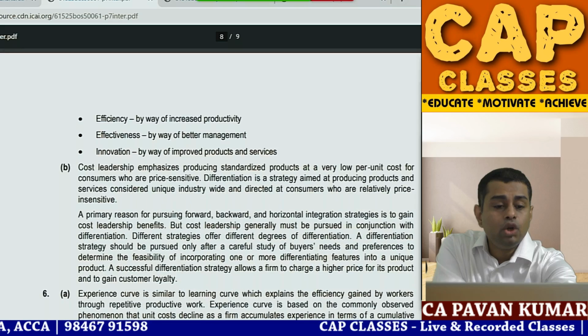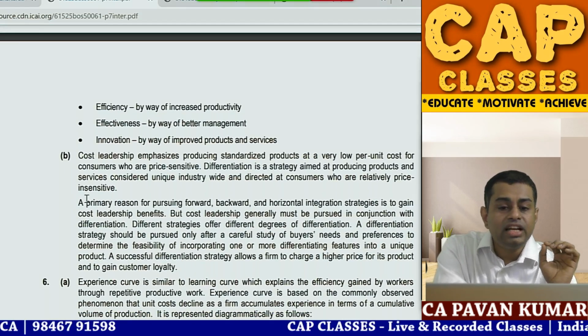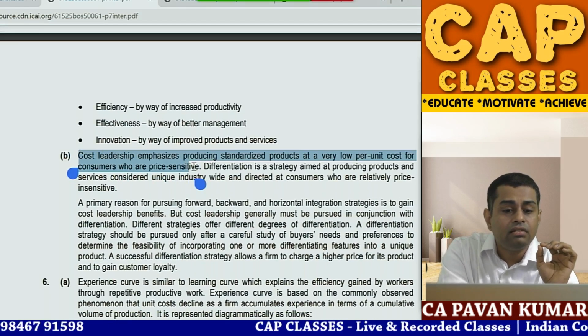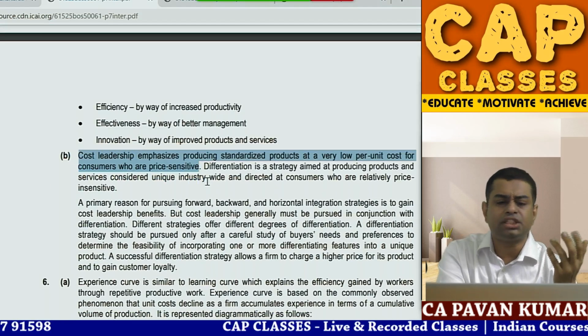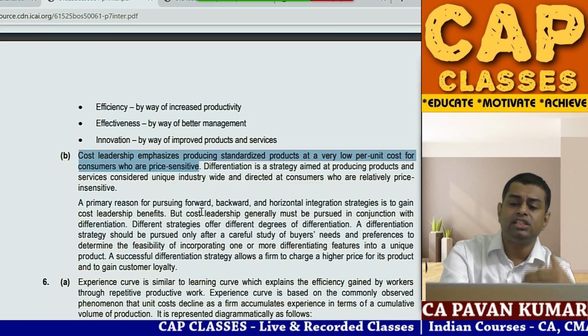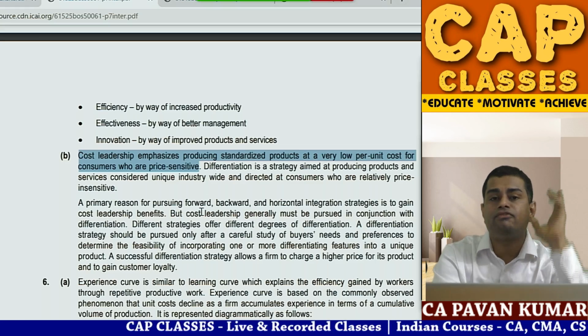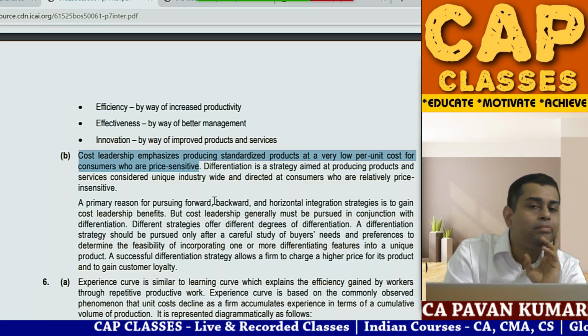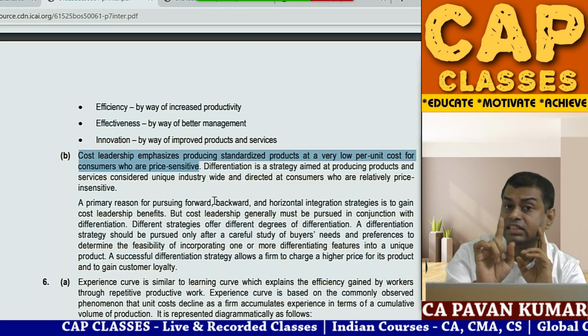Okay, now look here. Cost leadership emphasizes how they are writing. First cost leadership, after that differentiation. Even if you write cost leadership first in 4-5 lines, after that differentiation in 4-5 lines is also enough. Don't prepare a table. Writing an answer in a table is very difficult.